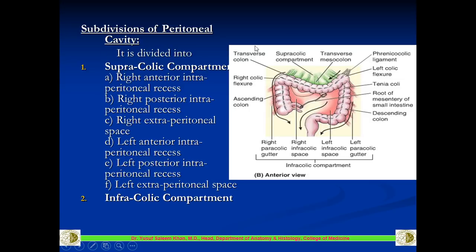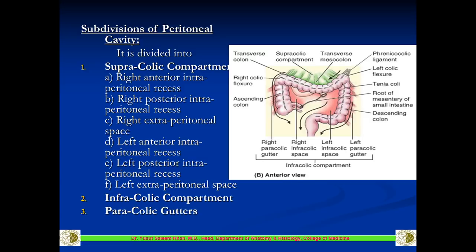Again, the supracolic compartment has many parts. We will not go into detail about that. So this is called the right anterior intraperitoneal recess, right posterior intraperitoneal recess, right extraperitoneal space, left anterior intraperitoneal recess, left posterior intraperitoneal recess, as well as the left extraperitoneal space. All these are the parts which are around the liver and the kidney and other things. So we'll not go into details about this. This is the supracolic compartment, which is above the transverse colon as well as the mesocolon. Below the transverse colon as well as mesocolon, that will be called the infracolic compartment.